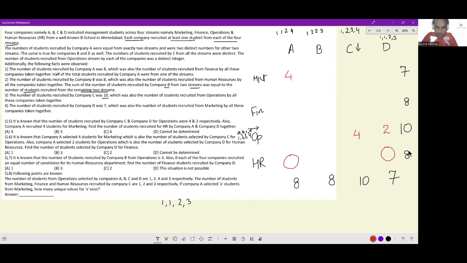Okay. Based on the information we have so far, I know operations is supposed to have 1, 2, 3, 4. 2 and 4 are already allocated. Can A be the one supplying 3 workers? No, because 3 is not even available with A as a number. So 3 will definitely come from here. 1 will definitely come from here. This is guaranteed. Okay. Now, what else can I do? 4 is done, 1 is done. Operations entirely is done.